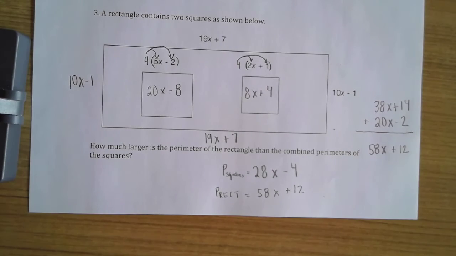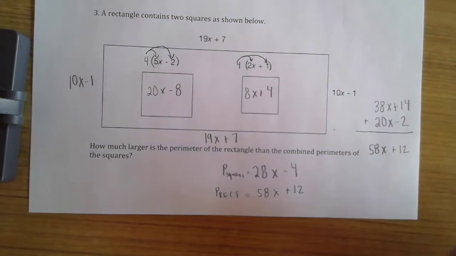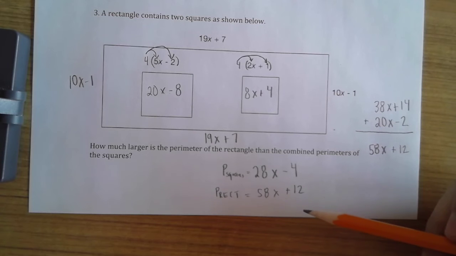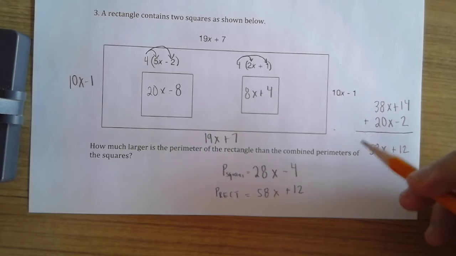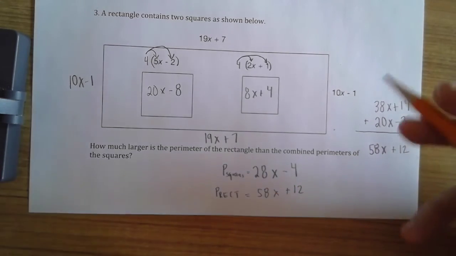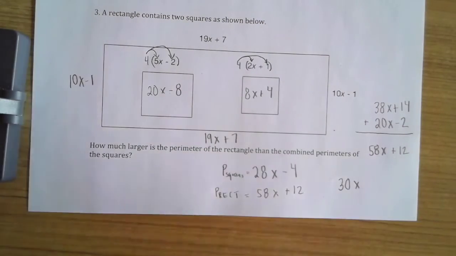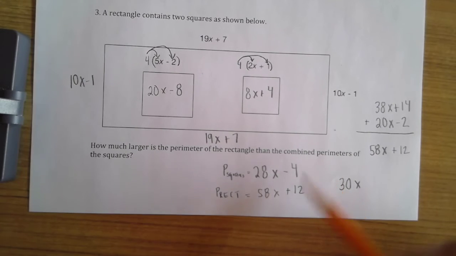Great. Now, this is where some kids might get tripped up because, hey, yeah, you know you need to subtract 30x, blah, blah, blah, cool. But this minus 4 and this plus 12 is what makes this problem that much more complicated. So, yes, I do need to add 30x to the perimeter of the squares to get the perimeter of the rectangle. So I know my answer has to start with 30x. But here is the important part. When you combine minus 4 and plus 12, you would get plus 8. However, plus 8 is not the answer that I'm looking for.